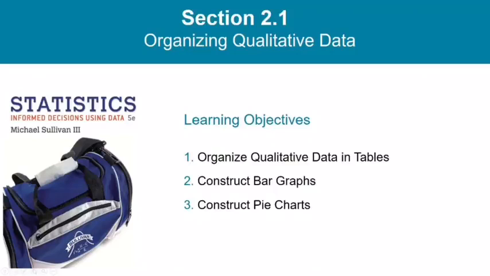Today we're going to be in section 2.1. We're talking today about organizing qualitative data. So what we're going to do is learn how to organize qualitative data into tables, and then we will construct a couple of bar graphs together, and I'll show you how pie charts are constructed, although that's not something that you'll be expected to do by hand on a test or anything, because you really need a compass and a protractor for that. But we will just talk about how they are made. So here we go.